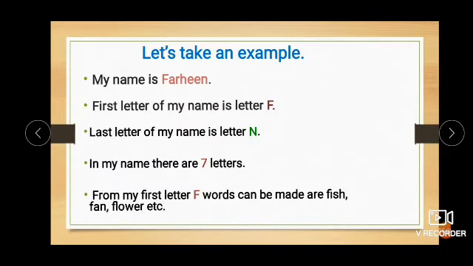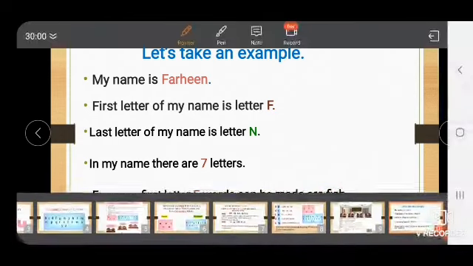Let's take an example. My name is Farheen. The first letter of my name is letter F. The last letter of my name is letter N. In my name there are 7 letters: F, A, R, H, E, E, N. Okay. From my first letter F, words can be made like fish, fan, flower, etc.